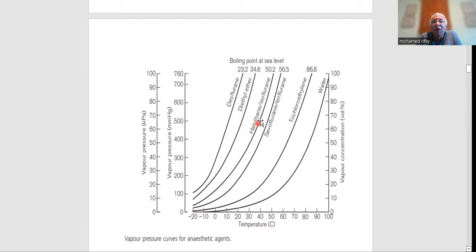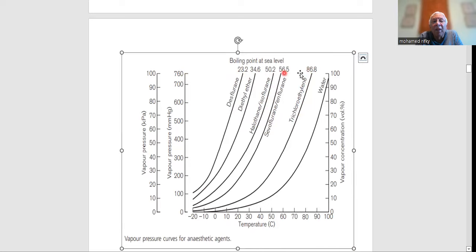We have halothane and isoflurane, which are similar to each other, boiling at 50. And we have trichloroethylene, which was used before for analgesia in obstetrics, boiling at 86. You see the difference; we call it low volatility. Of course, water boils at 100.